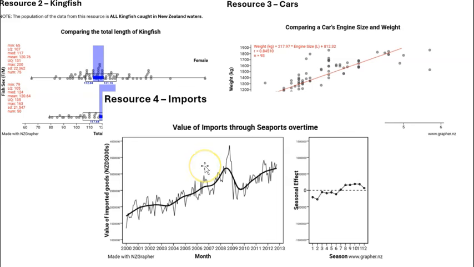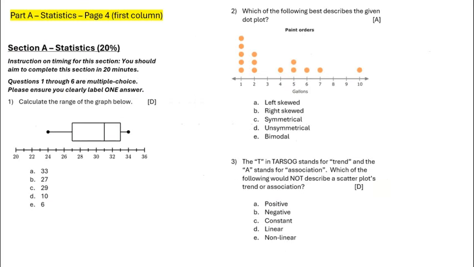The next section of your exam is going to be resources 2, 3, 4. These are all the big stats graphs that you need for the stats section. You've got a box and whisker graph with your confidence intervals, a TARSOG scatter graph with your line of best fit, and finally a time series graph with your seasonal effect. All of those are going to be really useful, and you'll need to refer back to these pretty regularly during that stats section. So let's get straight into Section A.